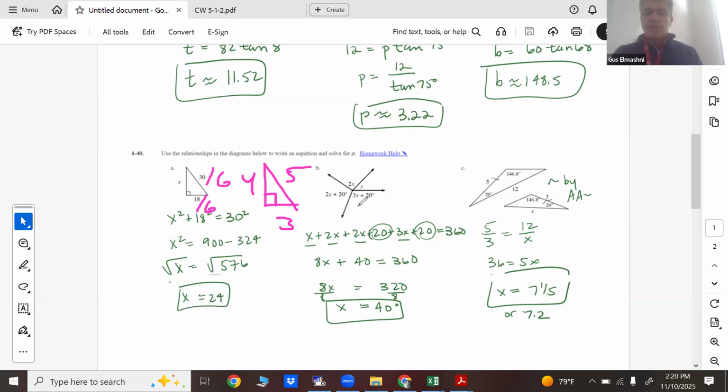That has to make a full circle. As you can imagine, that's a full circle. Add them all up, so equal 360, solve for x, get 40. For C, you want to line it up correctly. So the 20 and 20s have to match up. The 146.8s match up. That means 3 goes with 5, or 5 goes with 3, and 12 goes with x. Cross multiply, work it out. You should get the answer there. Yep, that makes absolute total sense.